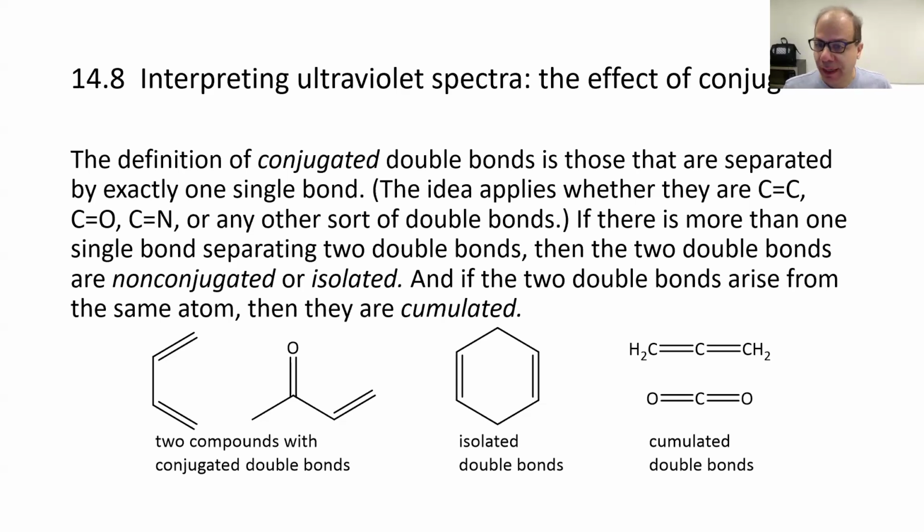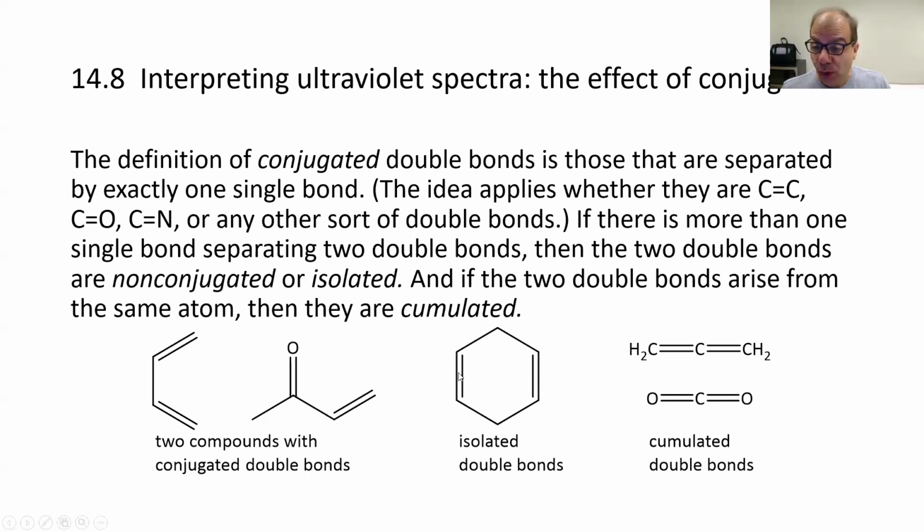There's your definition. And again, I'm getting this all straight out of the class notes, the PowerPoint document that's available on Canvas. And in order to be conjugated, I do need to stress the double bonds don't have to be carbon-carbon double bonds. They can be double bonds between any elements. So here, for example, are two compounds that have conjugated double bonds. You'll notice they both alternate double, single, double, double, single, double. So those both have conjugated double bonds. We say those are conjugated molecules.